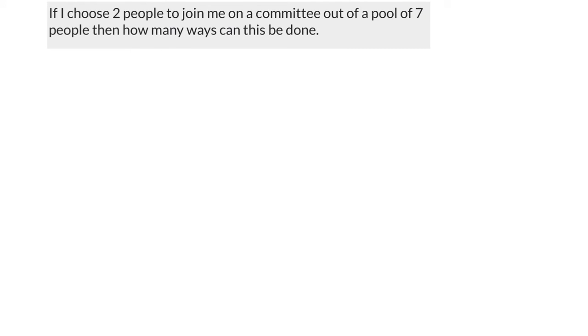So this question says, if I choose two people to join me on a committee out of a pool of seven people, then how many ways can this be done? Let's just have a look at the seven people. Let's give them numbers: 1, 2, 3, 4, 5, 6, and 7. I'm just choosing two people. We could choose numbers 2 and 3. We could choose 4 and 6. But of course, I can't choose 6 and 4 because that's the same two people. So quite clearly here, order is not important. 4 and 6 being chosen is not different from 6 and 4 being chosen.